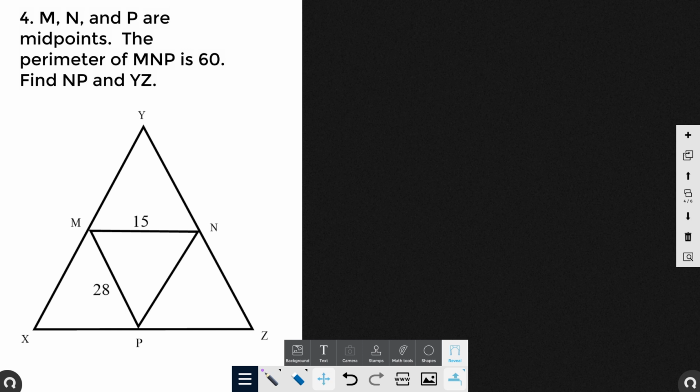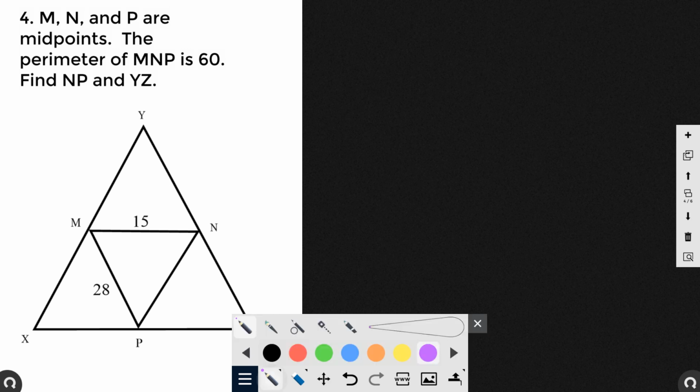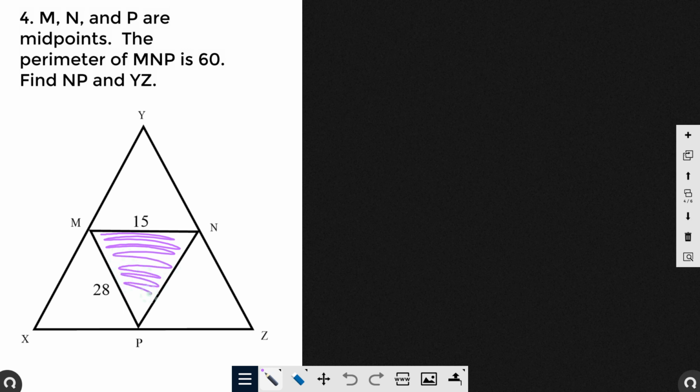So up here at the top, it also tells us that the perimeter of MNP is 60. So MNP is the smaller triangle here in the middle. And it said the perimeter was 60. What is perimeter? All sides added up together, right? So 15, 28, and something else will make 60. So the first thing that I want to do is find this something else side. Let's find this NP side. So if this perimeter is 60, we would just add 28 and 15. So what's 28 and 15?